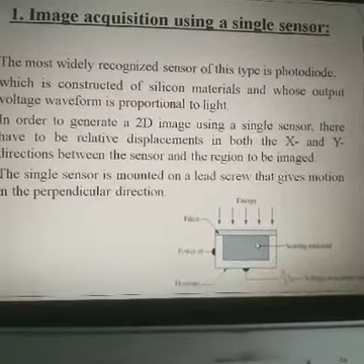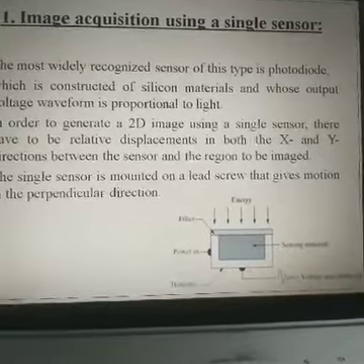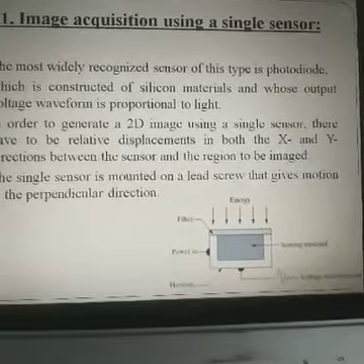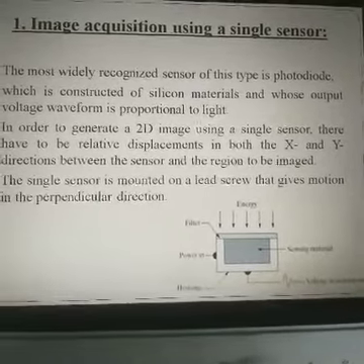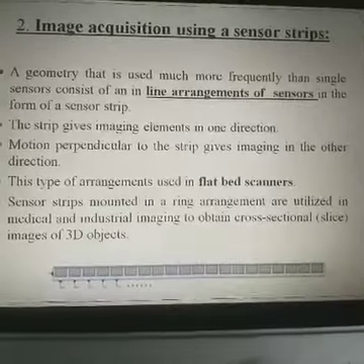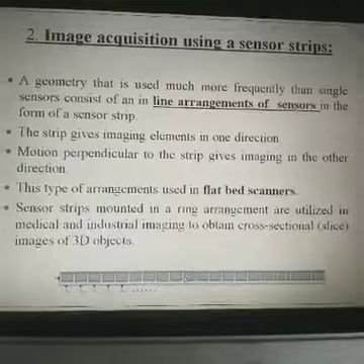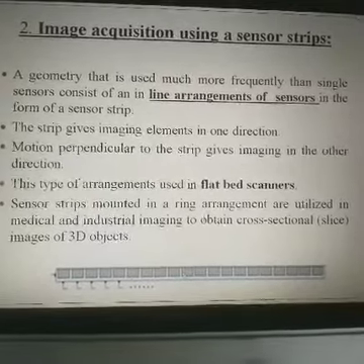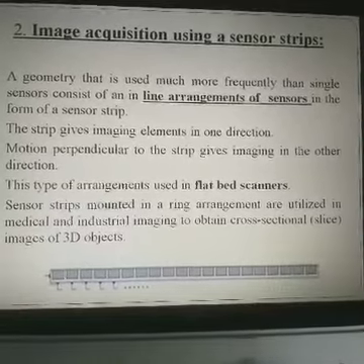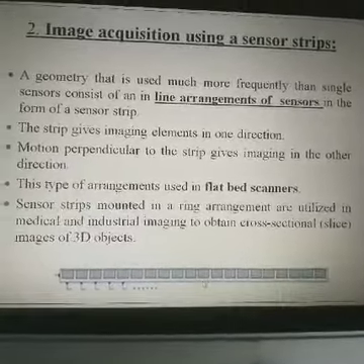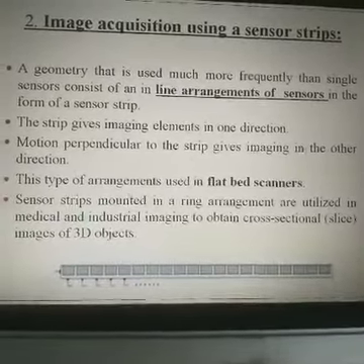When the power is on, voltage is applied on the sensing material. When we capture an image in the presence of light, some filters are also applied, and then we can acquire that image using a single sensor. So all the single sensors used in a series of line form a sensor strip. Here one box represents a single sensor, another is a single sensor, and a number of single sensors may form the sensor strip. The motion perpendicular to the strip gives the imaging in the other direction.